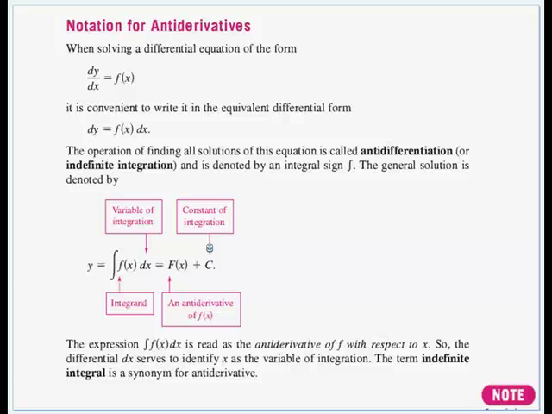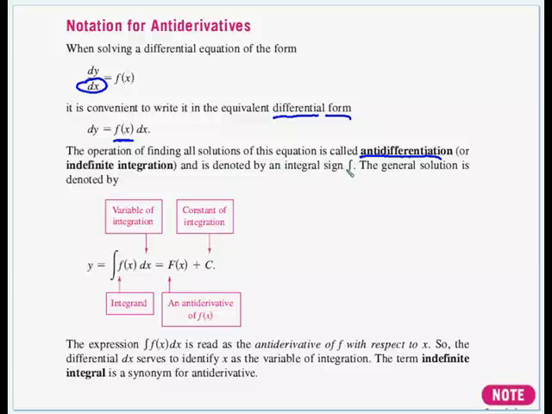So there's all the functions that are in that form. A little more on the notation for these antiderivatives. When we're solving a differential equation in this form, dy/dx equals f of x, it's convenient to write it in the equivalent differential form, like we did in the previous section. What you're kind of doing, it's not exactly right, but it looks like we're multiplying both sides by dx. So we have dy equals our f of x times dx. The operation of finding all solutions of this equation is called antidifferentiation, or indefinite integration.